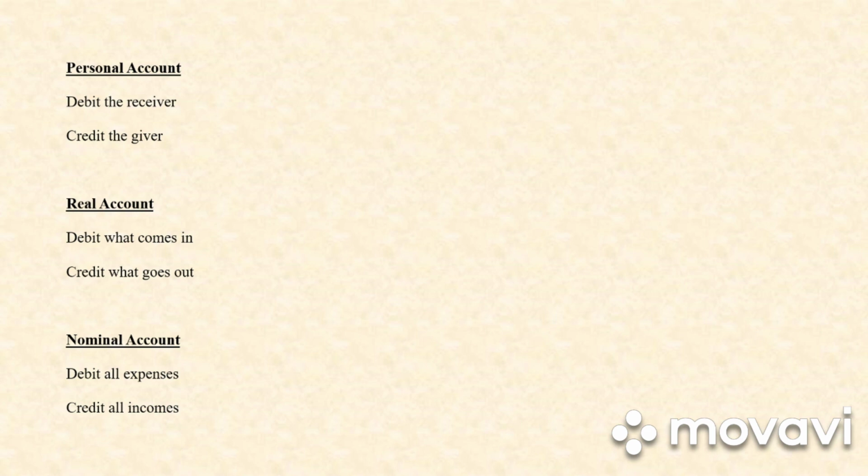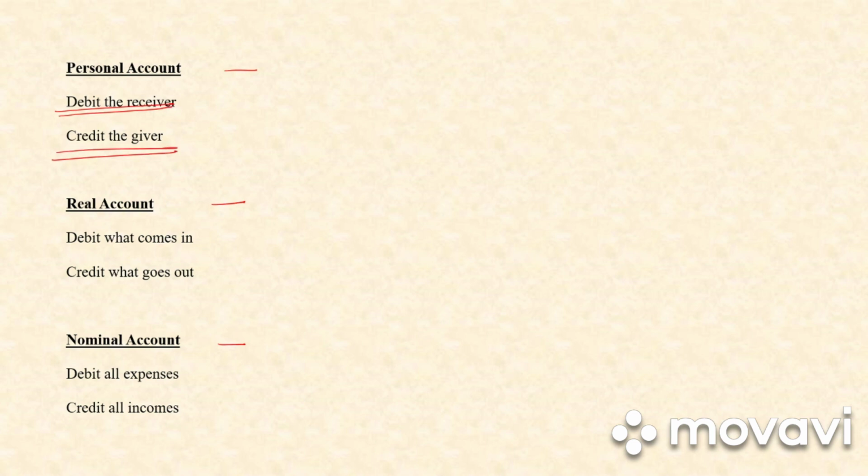So let us revise the rules again. These rules are very important, and with the help of these rules we can pass the journal entries. So the first thing, we have three accounts: personal account, real account, nominal account. Personal account can be natural personal account, that is name of a person, debtors, creditors, proprietor's owner account, proprietor's capital account. Then we can even have the name of the institution, name of the firm. So what is the rule for the personal account? Debit the receiver, credit the giver.